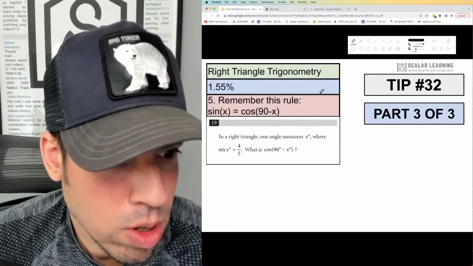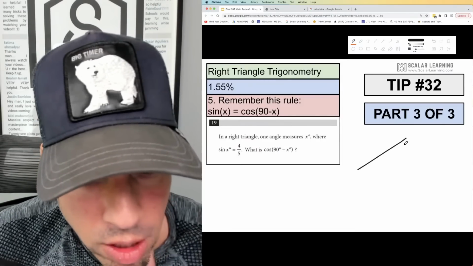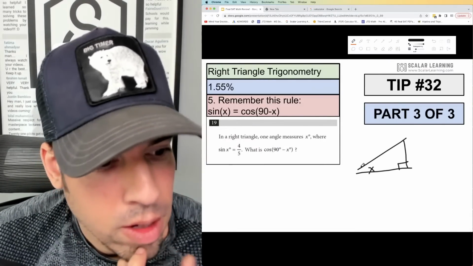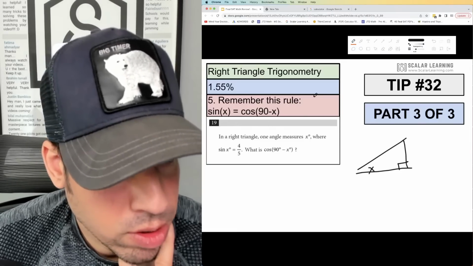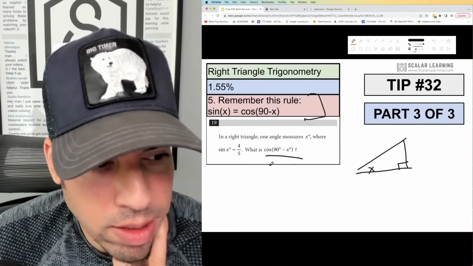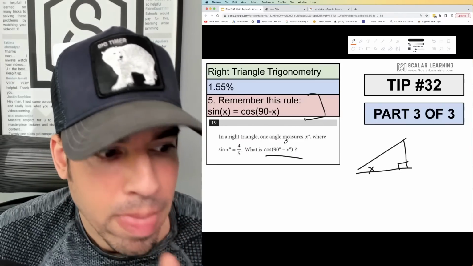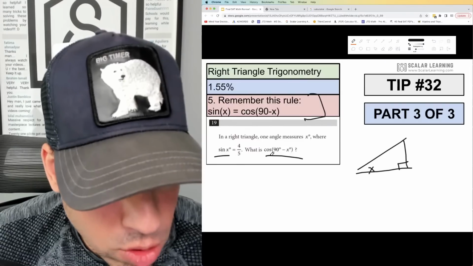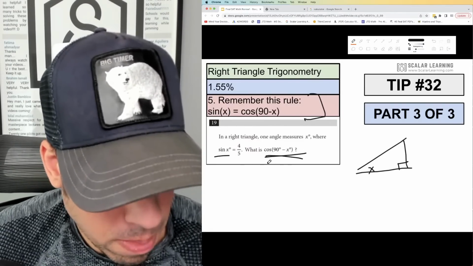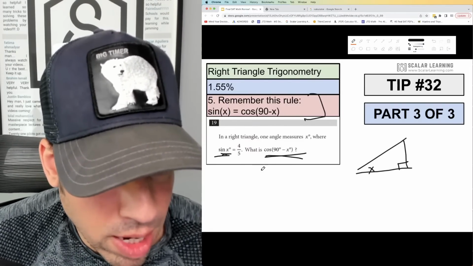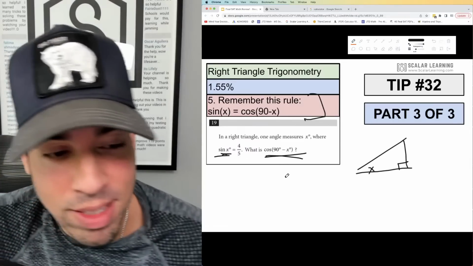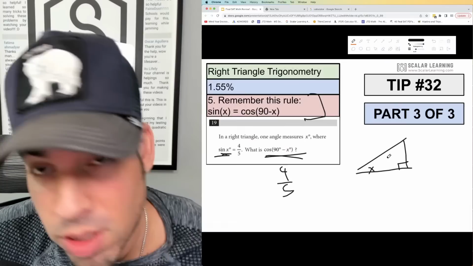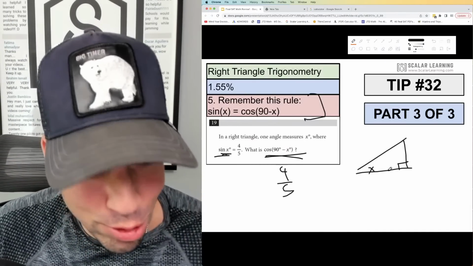All right, this one. In a right triangle, one angle measures x. Sine of x is 4/5. What is cosine of 90 minus x? Remember this rule. We talked about this earlier today. Sine of an angle is equal to cosine of the complement, which means if the sine of the angle is 4/5, the complement of x is 90 minus x. This is also 4/5.